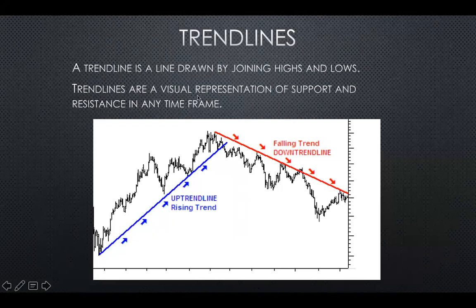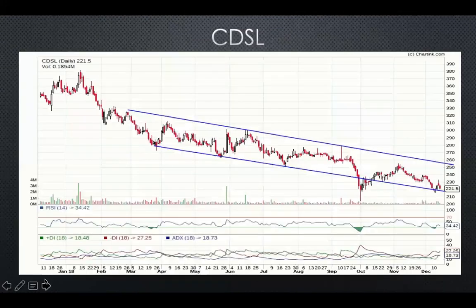Trend lines are a visual representation of support and resistance in any time frame, meaning that when we join the trend lines, we can identify support and resistance. In case of CDSL, we can see that as we have joined the tops and we have joined the bottoms, we can clearly see a downtrend in the company.